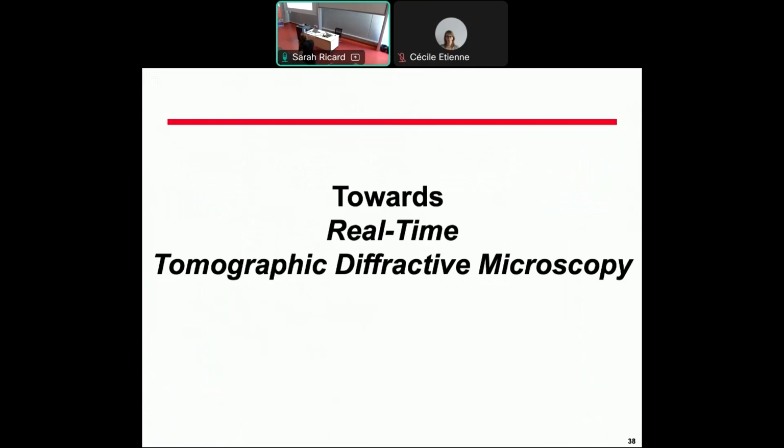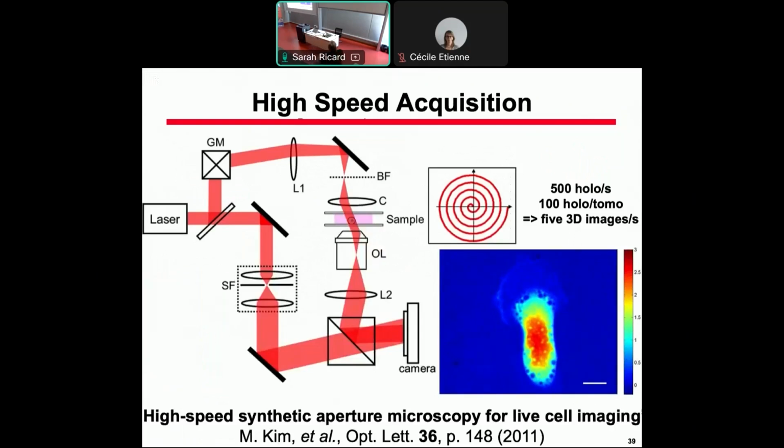So how can we first go toward real-time tomographic diffractive microscopy? In fact, fast acquisitions have been performed a long time ago. Here they performed a tomographic system using resonant galvanometric mirror and a 5,000 frames per second camera. Here it was 100 holotomo acquisitions, so 5 images per second, and that was 2011. So in fact, going fast is not a big deal in holography, tomography.